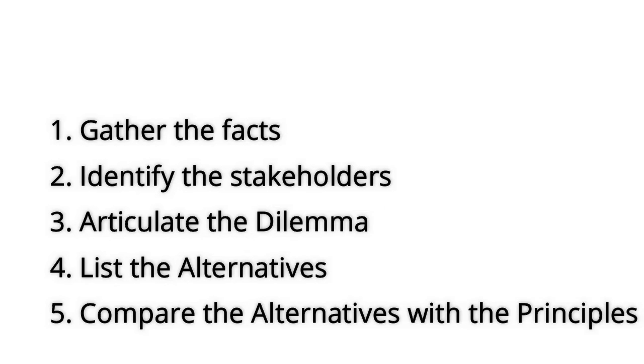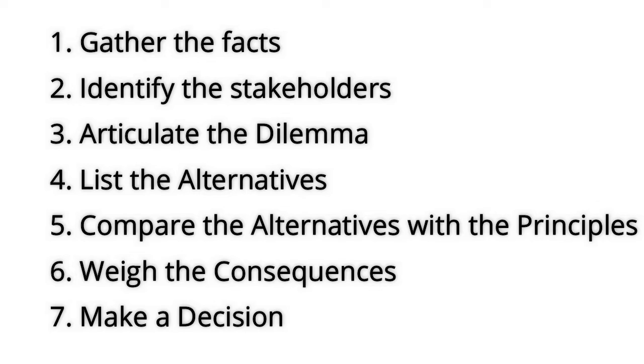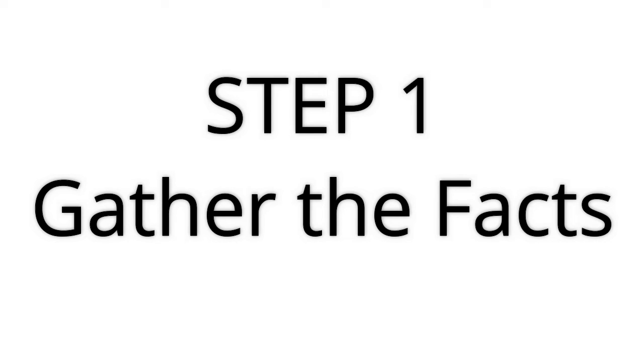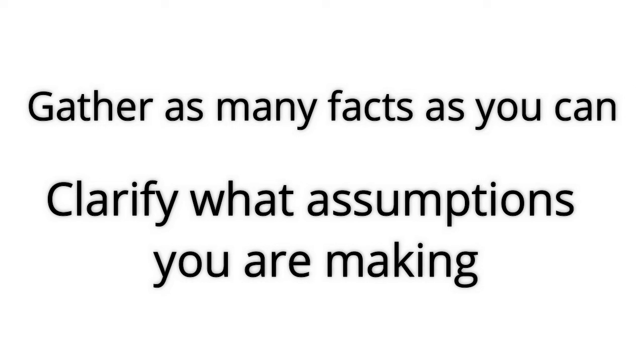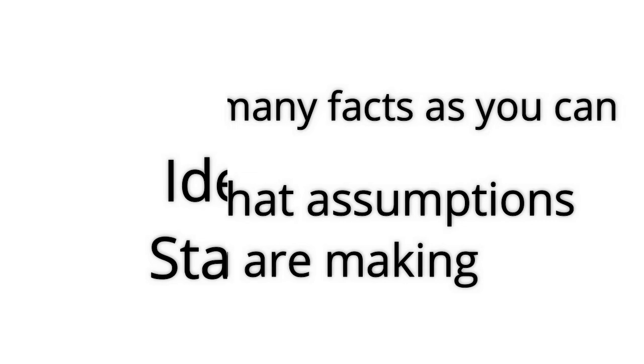The 7-step model for ethical decision-making is adapted from the 2nd-generation Ched-Get-Exu training. Step 1. Gather the facts. Do not jump to conclusions. Ask questions. There may be instances when facts are hard to find or are not available because of the uncertainty that surrounds ethical issues. Nevertheless, gather as many facts as you can. Clarify what assumptions you are making.